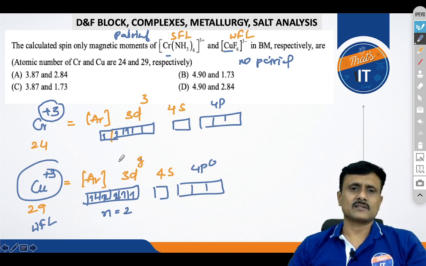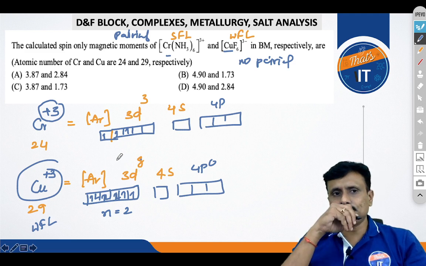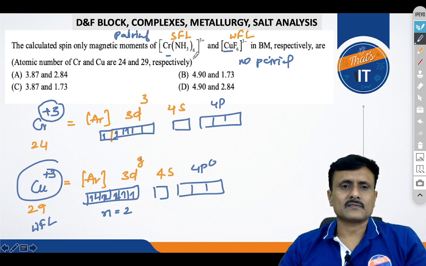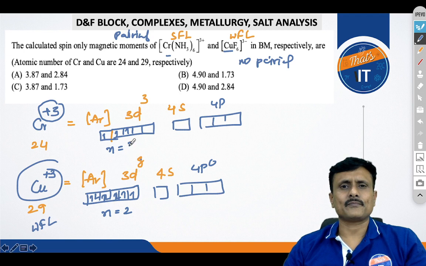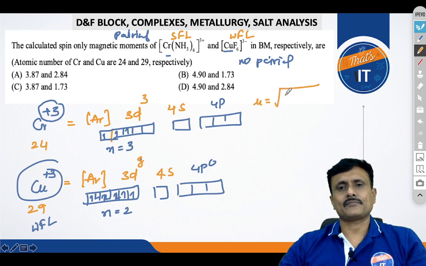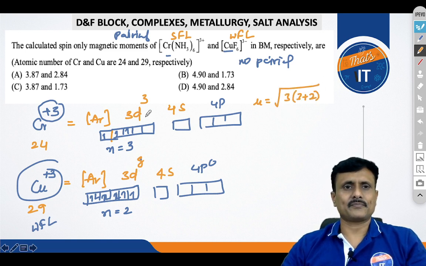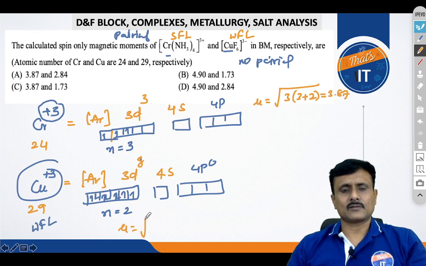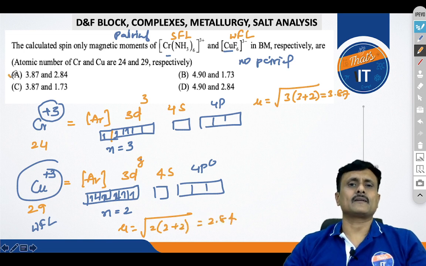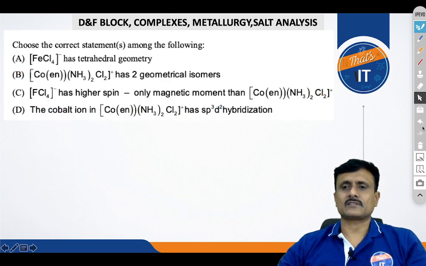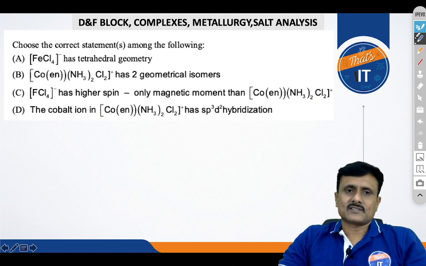Any mistake? Chromium is 3d5 4s1 and it is +3. So here n equal to 3. So the mu value is under root of 3 into 3 plus 2, that is 3 point something. Mu value over here is under root of 2 into 2 plus 2, that is 2 point something. So option A, isn't it? Easy question relatively. Such type of question we don't usually anticipate in the advanced exam.